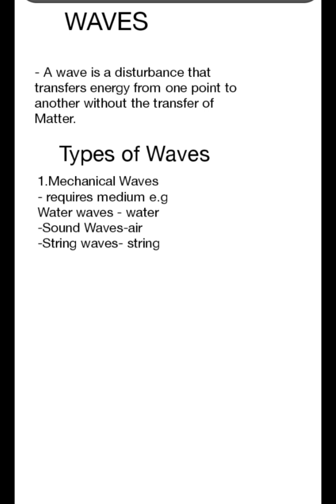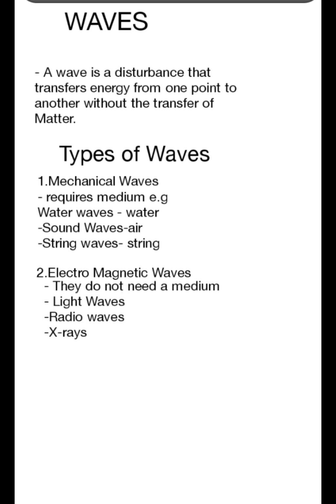The second one is electromagnetic waves. So electromagnetic waves, they don't need a medium. For example, light waves, radio waves, and X-rays. So these are the types of electromagnetic waves.